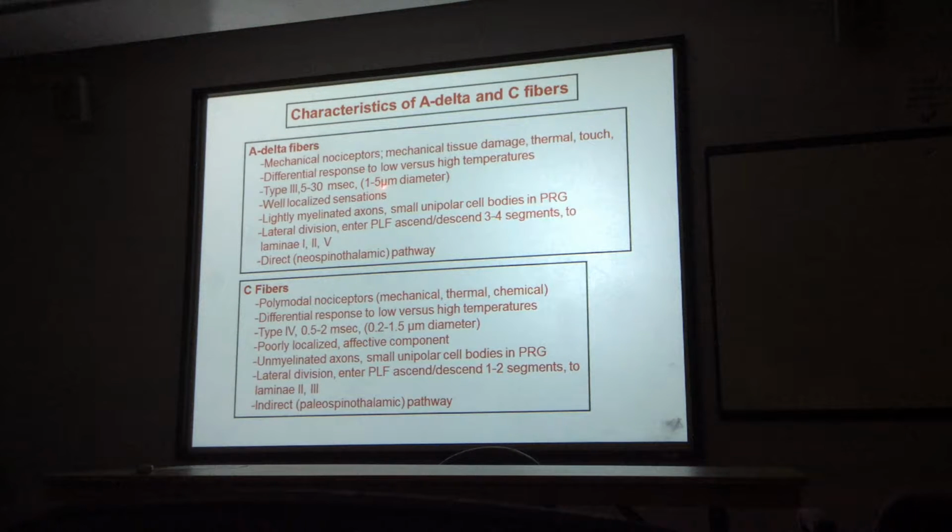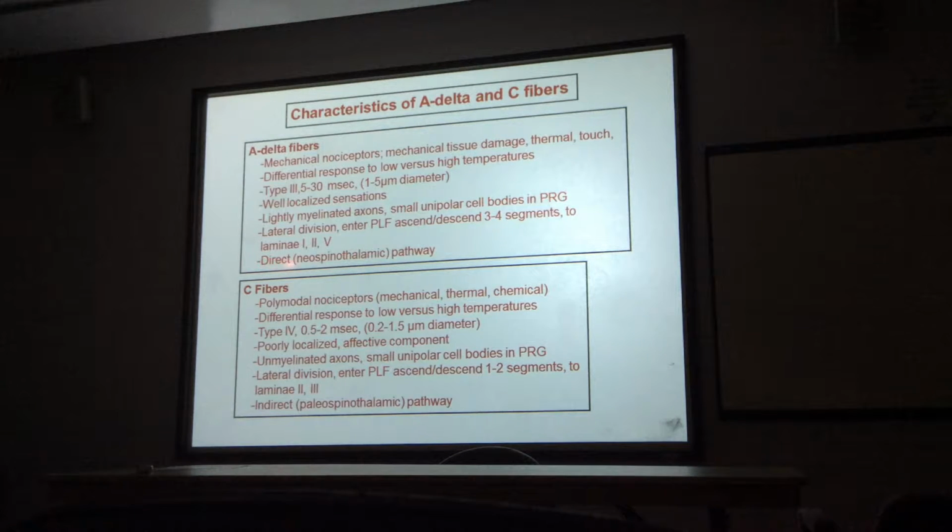And they have a diameter of 1 to 5 micrometers. So they're not only slow, but they're small. These are lightly myelinated, and they have small cell bodies in the posterior ganglion, and they enter what is called the lateral division of the posterior root. The medial division is reserved for incoming fibers from the posterior column system. They will go into the posterior lateral fasciculus, sometimes called the posterior lateral tract, and they will ascend or descend around 3 segments or so, and then enter lamina 1, 2, and 5 of the spinal cord, and that is their predominant target.